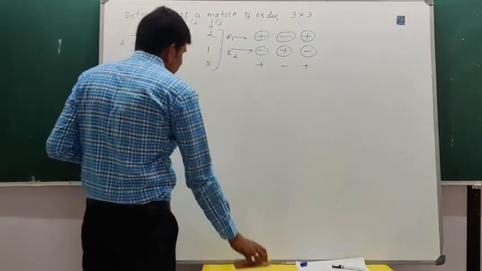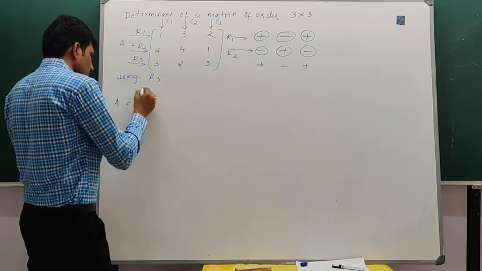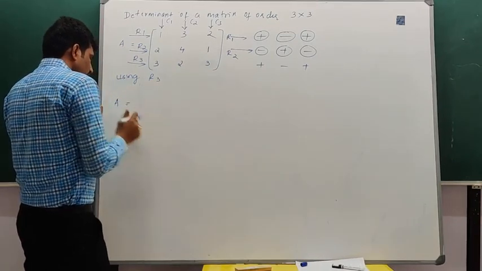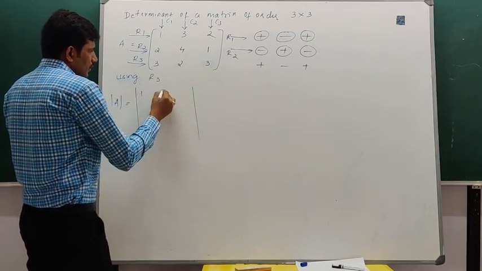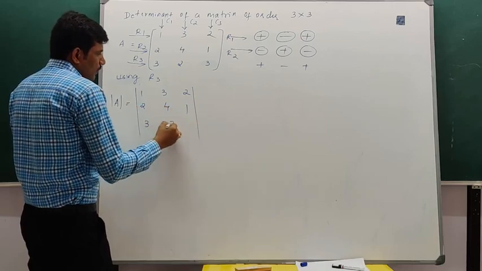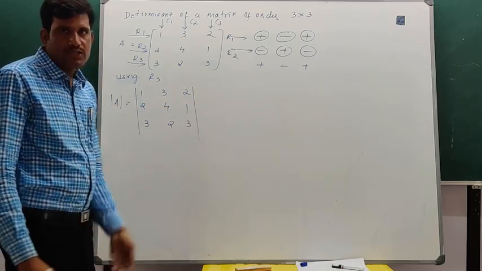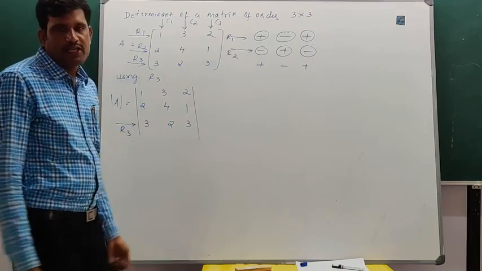Now I am using R3. Determinant of A is equal to determinant of 1, 3, 2, 2, 4, 1, 3, 2. Now I will expand by using R3. What is R3? This is R3. Now we can expand by using R3.